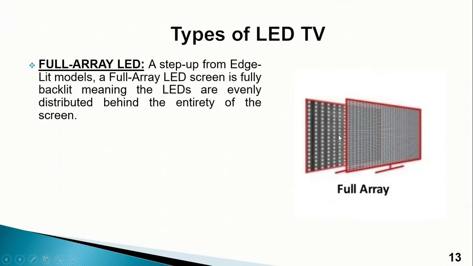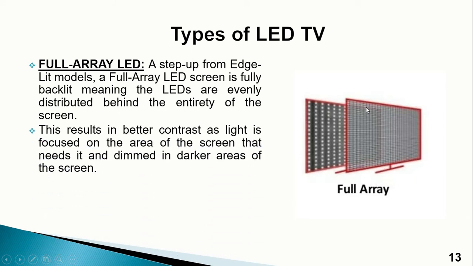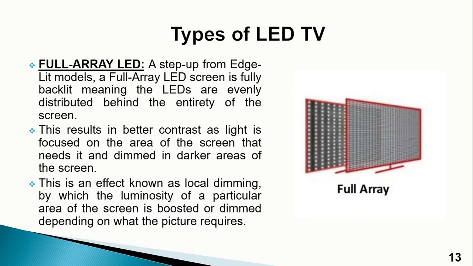Full array LED. A step up from edge-lit models, a full array LED screen is fully backlit, meaning the LEDs are evenly distributed behind the entirety of the screen. This results in a better contrast as light is focused on the area of the screen that needs it and dimmed in darker areas of the screen. This is an effect known as local dimming, by which the luminosity of a particular area of the screen is boosted or dimmed depending on what the picture requires.